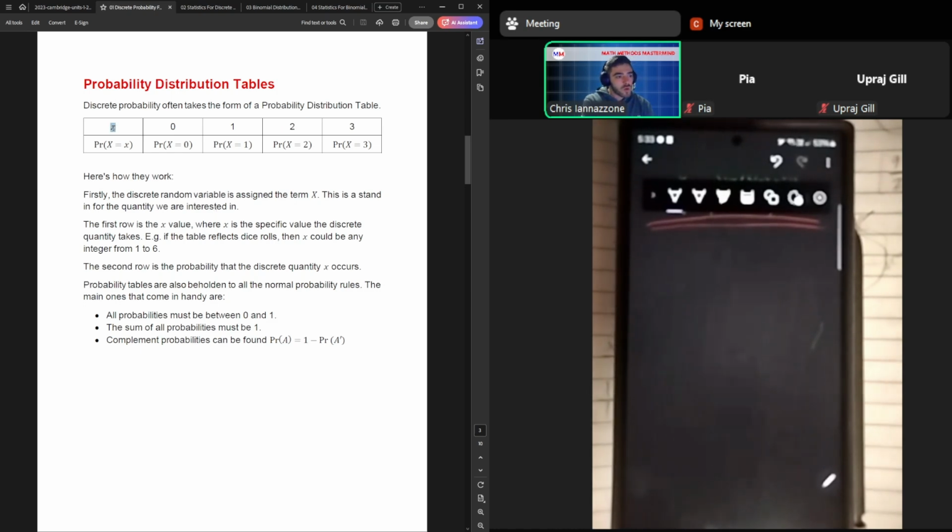Little x are all the potential outcomes of your experiment. If it was a 6-sided dice, you'd have 1 to 6. In this case, it's whatever could potentially be between 0 and 3. That's what little x is. All of these columns are basically different outcomes for your random experiment. And then all of these are just the probabilities of those things occurring: the probability that capital X is equal to 0, or 1, or 2, or 3.